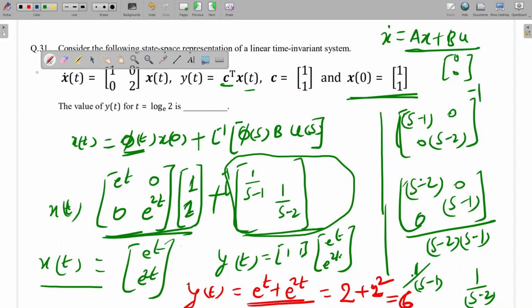See, we have to put t is equal to... Is it clear? Like, the total answer will be, this is a numerical answer type question. So the answer will be 6. Is it clear? Okay.